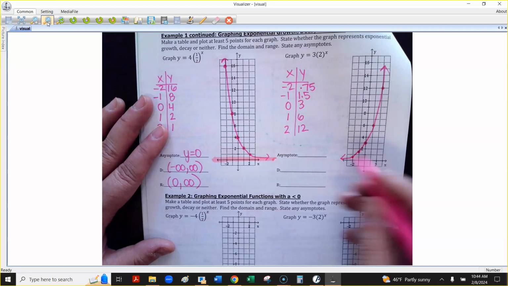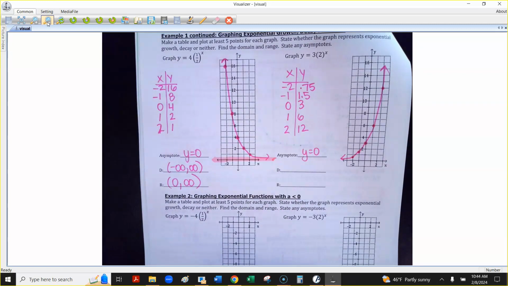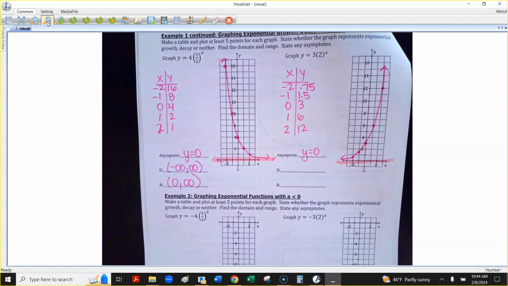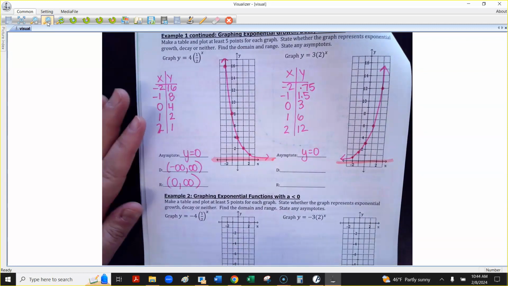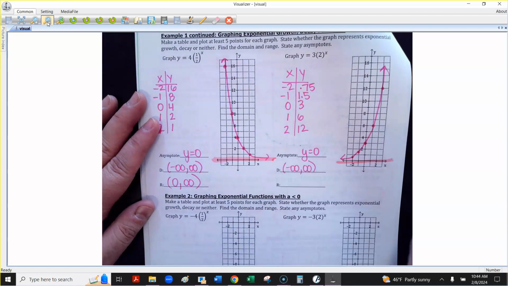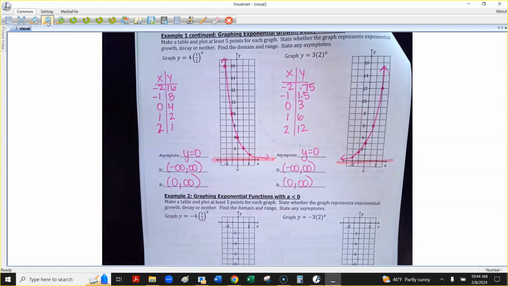The asymptote for every single question today should be y equals 0. We're not shifting anything. We'll do that tomorrow. And if you have growth or decay, this one's growth, the domain is negative infinity to infinity. And the range here, you don't start touching the graph till you hop over that asymptote, so it'll just be 0 and then it goes up forever. We're just using parentheses whenever we have an asymptote because you don't actually touch the asymptote.